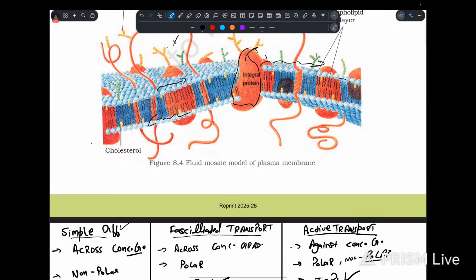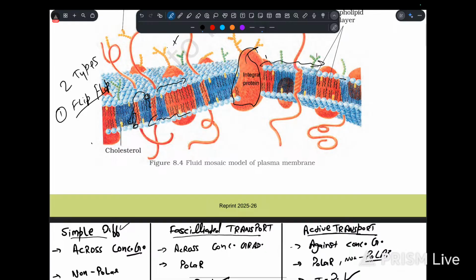There are two types of movement. The first one is flip flop. What do we mean by flip flop? In flip flop, a phospholipid is here and it goes somewhere else and it replaces its position. It is called flip flop, and it only occurs in phospholipids. In the case of integral proteins, it is not possible because they are very large and have less mobility as compared to the lipids.